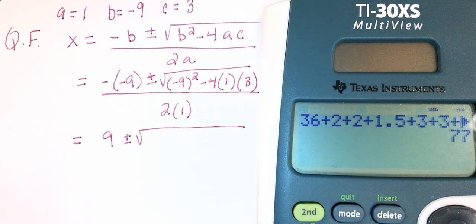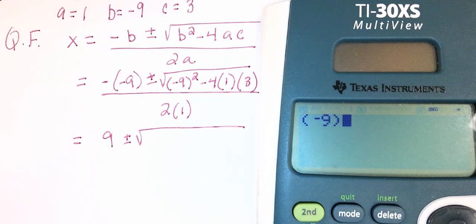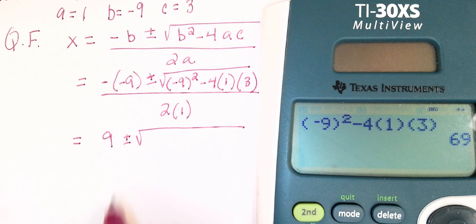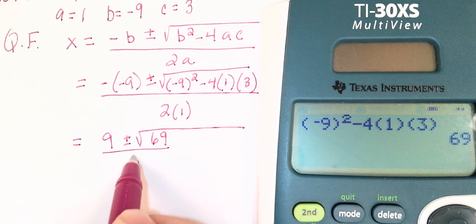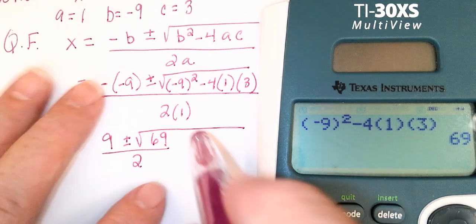So we get parentheses -9 squared, minus 4 times 1 times 3. Now your calculator is going to recognize those two parentheses together as multiplication. So we hit enter and we get 69. And then this is still all over 2 times 1, which gives you 2. Okay, so I don't really need all this.